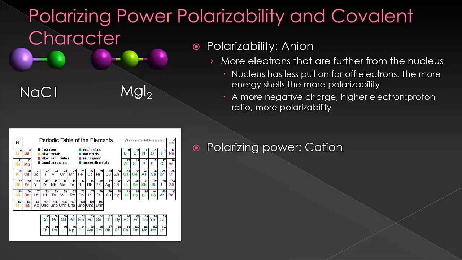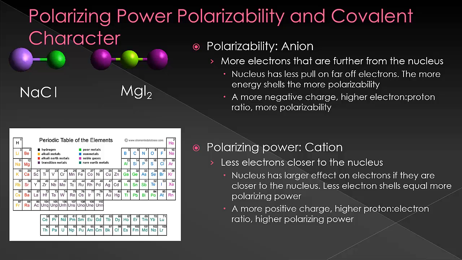We discussed this in terms of the cation. And the fewer electrons that you have, the closer everything will be to the nucleus. So the nucleus will have a larger effect on electrons that are near it, even if they're in a different atom, if they are closer to the nucleus. So fewer electron shells equals less shielding and more polarizing power.